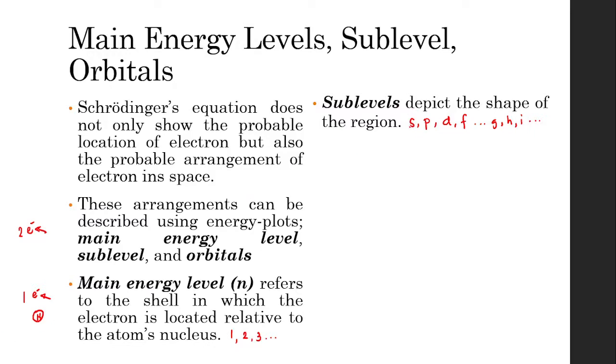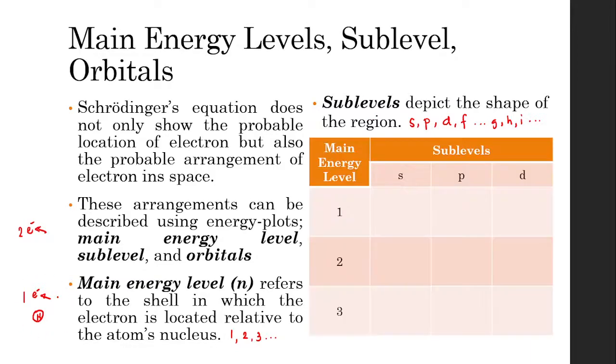So S sublevels tell you that the shape of the area where the electron is found is spherical, while P tells you that you have about two poles or two lobes. D means you have about 4 lobes. F has 7 lobes. We'll show that later on, but just remember, the main energy level tells you the distance of the electron from the nucleus, while sublevels tell you the shape of the area where you will find the electron. So for example, let's have this table right here.